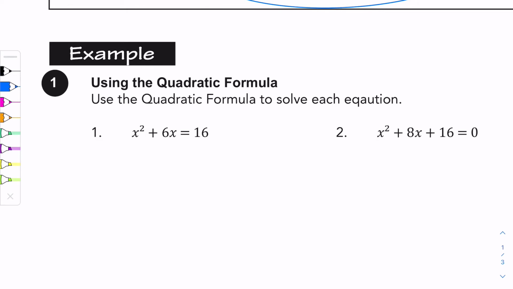When you're solving these examples, you're going to have to be able to simplify square roots and simplify fractions. So be very careful with those two concepts, as they play a major part in your answer.